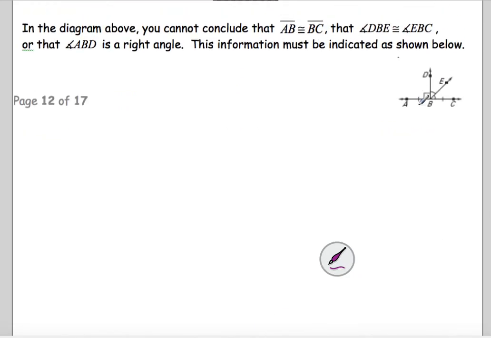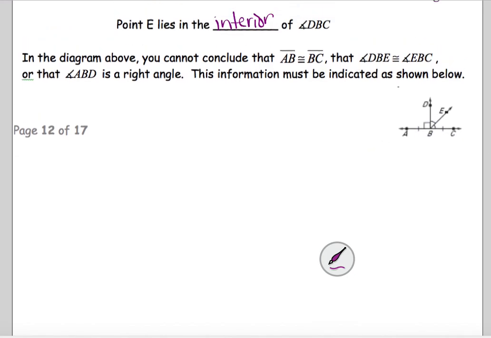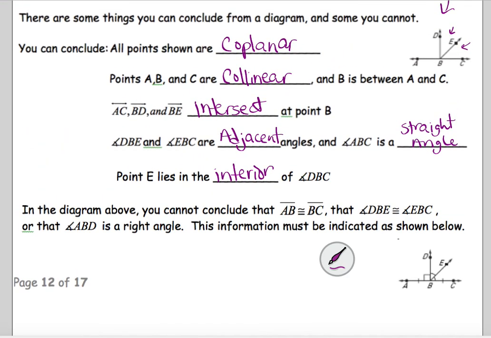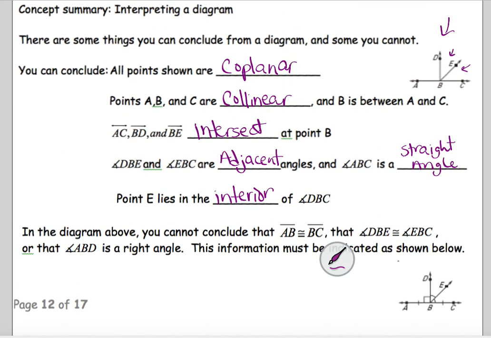See how in this picture AB is marked congruent to BC with this little tick mark. Angle ABD is marked as a right angle with this right angle box. Angle DBE and angle EBC have matching arcs, so they are congruent to each other. You'd have to have these markings to make those assumptions. The picture at the top did not have any of those markings, so you cannot make those assumptions.